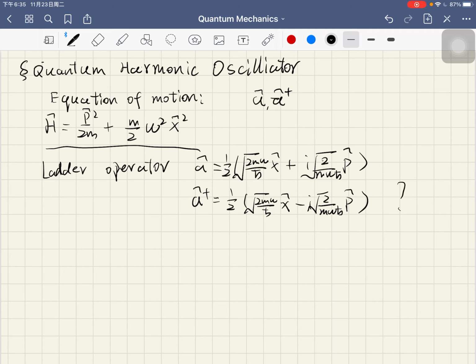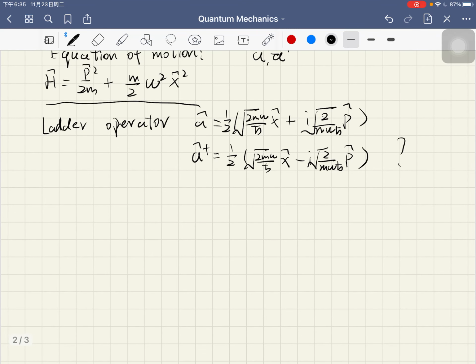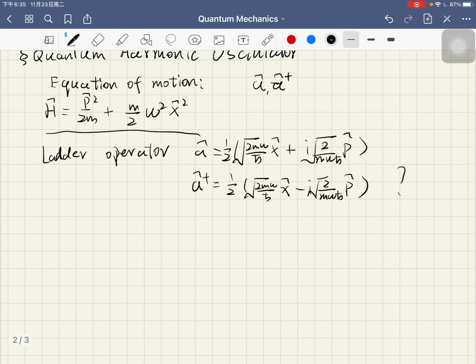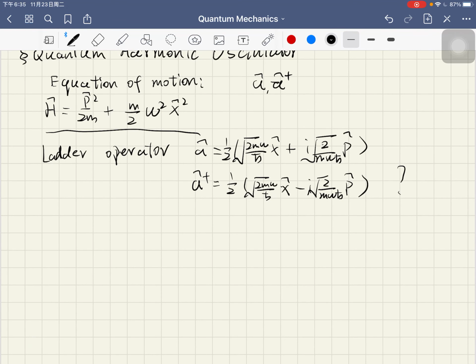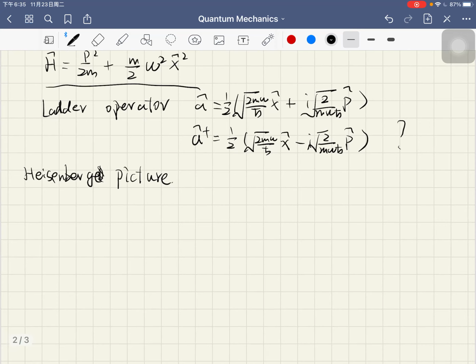However, for beginners, this is quite tricky and hard to think about. But today I will introduce the equation of motion to derive such operators. First of all, let's review the Heisenberg picture. It has the equation of motion dA/dt equals 1 over i h bar times the commutation of A and the Hamiltonian.